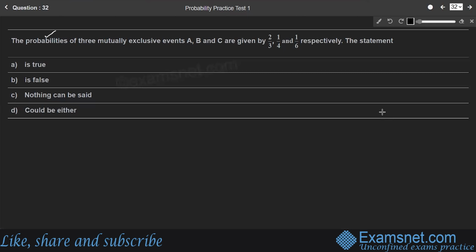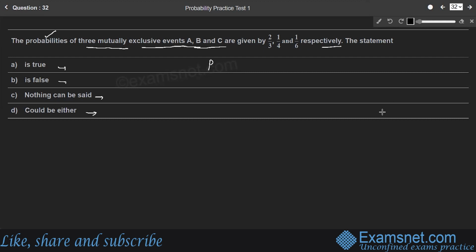Question number 32. The probabilities of 3 mutually exclusive events A, B, C are given as 2 by 3, 1 by 4, and 1 by 6 respectively. Whether the given statement is true or false, nothing can be said, or could be either. Which is the correct answer we need to find. It is given that the three events are mutually exclusive. Mutually exclusive events means there will be no common points between these events, that means there will be no intersection of these events.